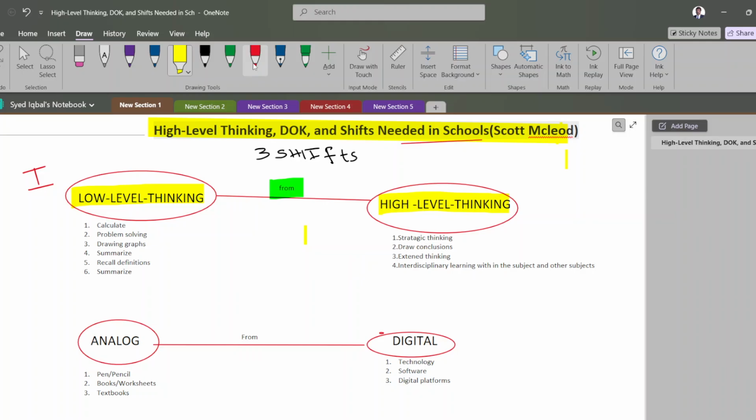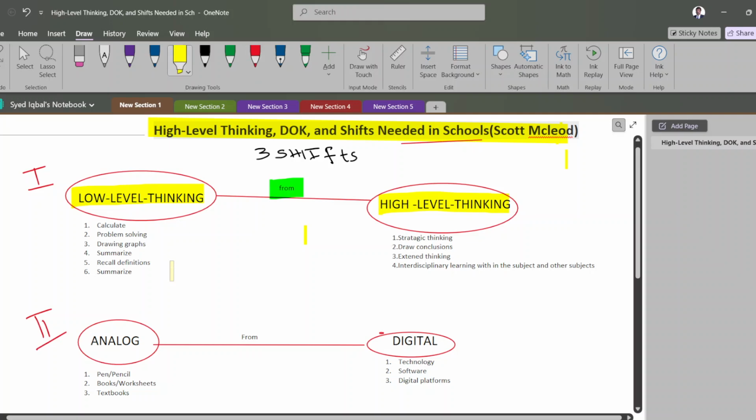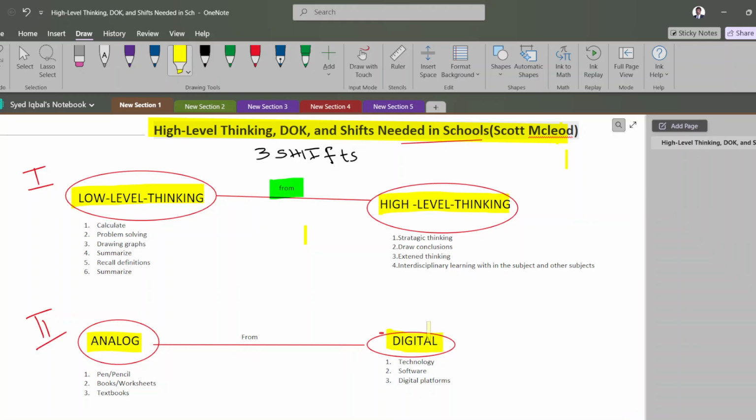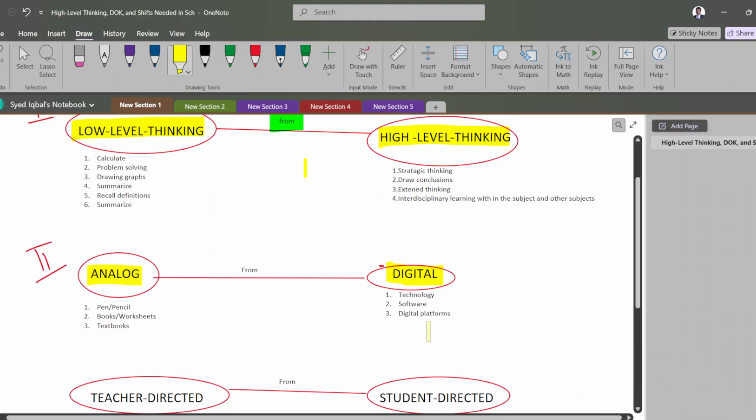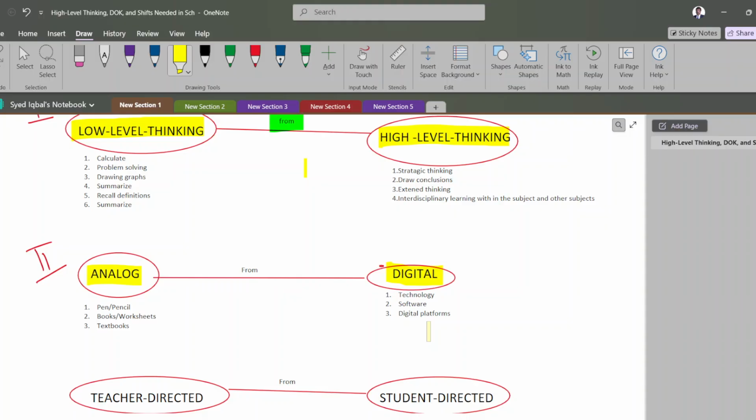The second one is analog to digital. What is analog? Here he means, in this second shift, analog means the teacher is doing the classwork with pen and pencil, book and worksheet, solving problems from the textbook. It should not be like that only. It should be digital. Digital means we should use technology, and whatever software is there in your organization.